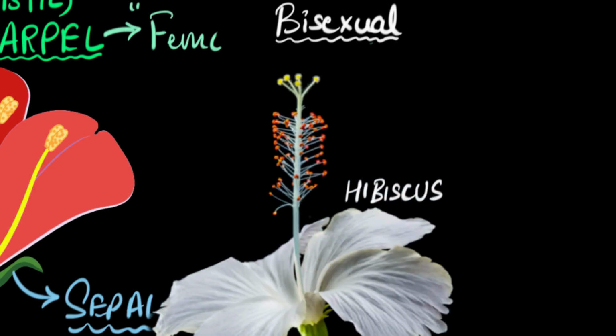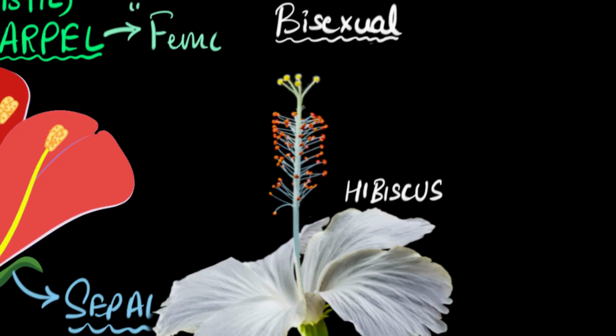Another famous example is hibiscus. If you look carefully, you can see this female reproductive part, the carpel. Of course, the carpel is a little complicated. You can see 1, 2, 3, 4, 5 carpels fused together. But what's important is that you see the female reproductive part, and you also see the stamens over here. These are all the stamens, the male reproductive part. Because both are present, this is a bisexual flower.